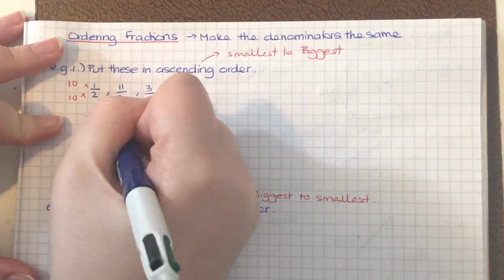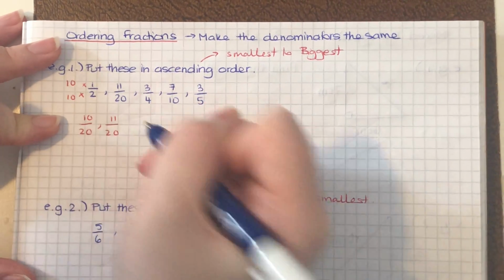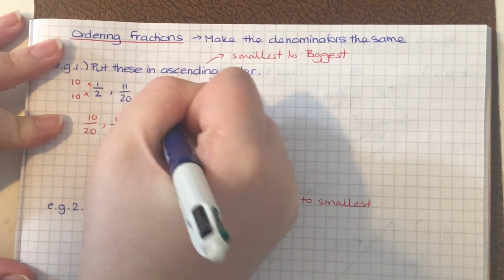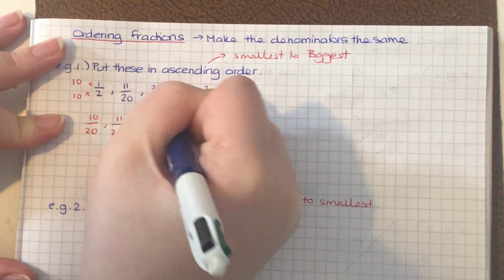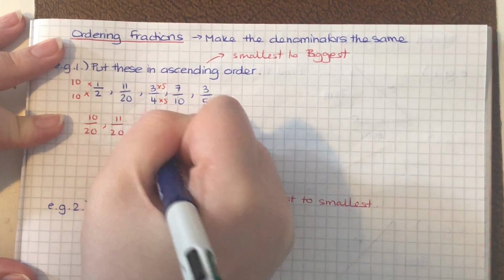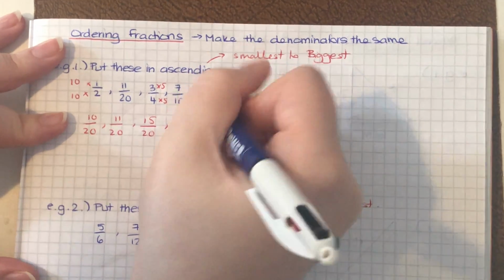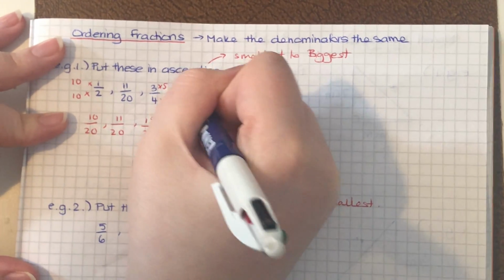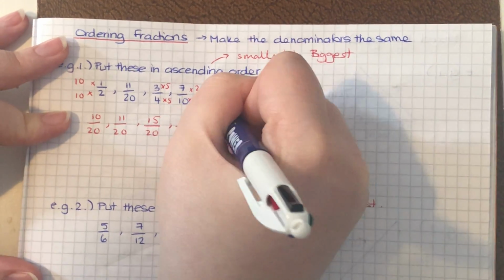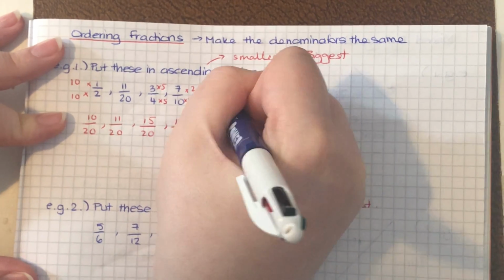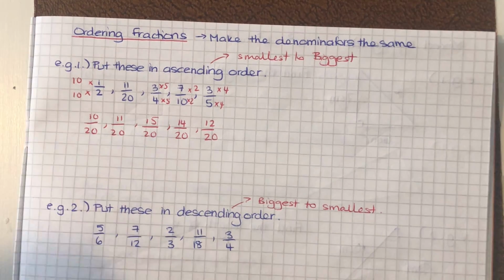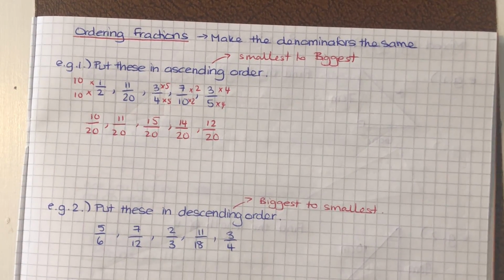The next one's already in the correct form because it's already got 20 on the denominator. For the next one, we've got 4, so 4 times 5 would give me 20, so I need to times the 3 by 5 as well, which gives me 15 out of 20. Next one, we've got 10, so we need to multiply by 2, which gives me 14 on the numerator. And for the last one, we need to times both by 4 to get 20, so that would be 12 out of 20. Now all the denominators are the same, we can put them in order.